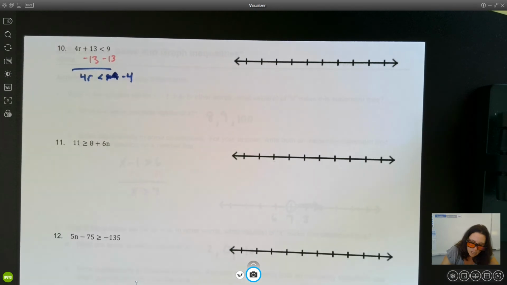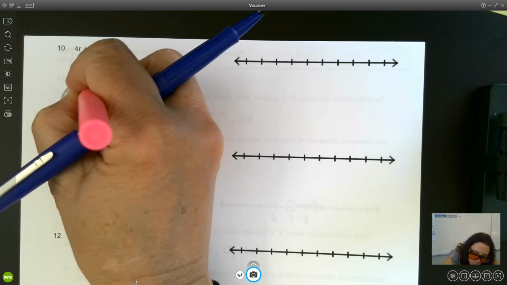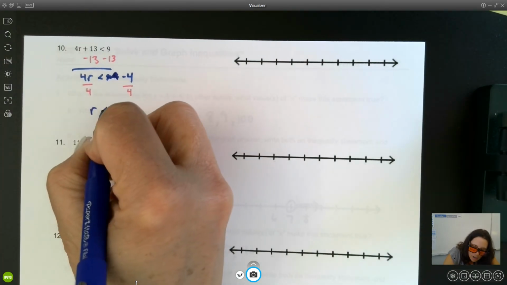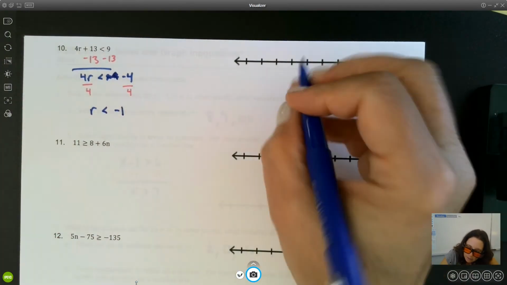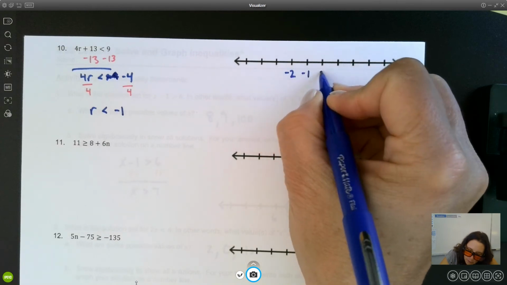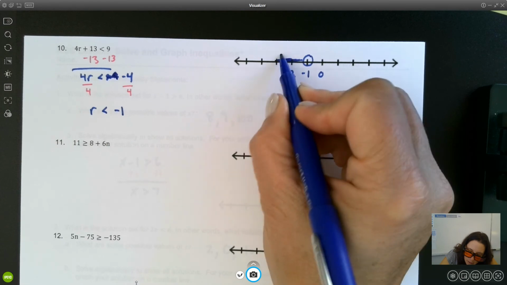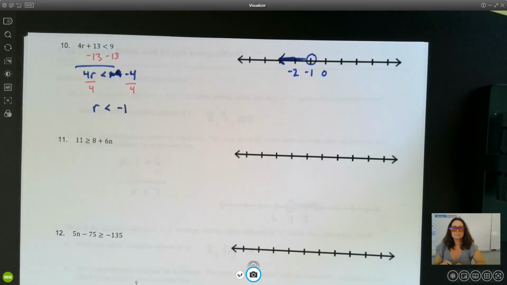All right, now we've got to take a fourth or divide by 4. That leaves us with r is less than negative 1. So negative 2, negative 1, 0. Open circle, shaded left.